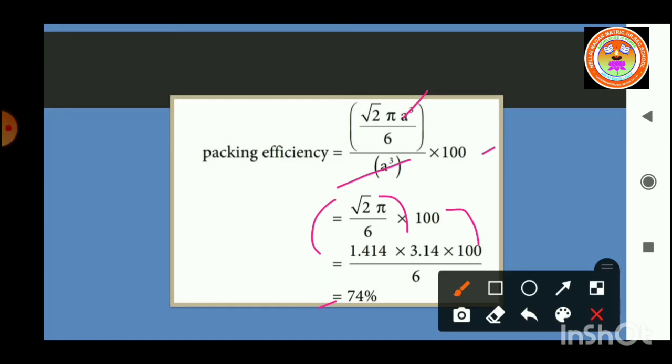What is the vacant space in the FCC unit cell? Shall I write 100 minus 74? Isn't it? 100 minus 74 is equal to 26. That is, the vacant space in the FCC unit cell is equal to 26%. Now clear?